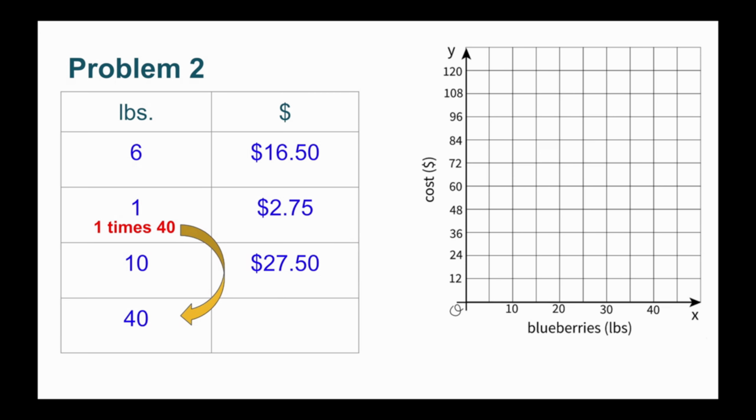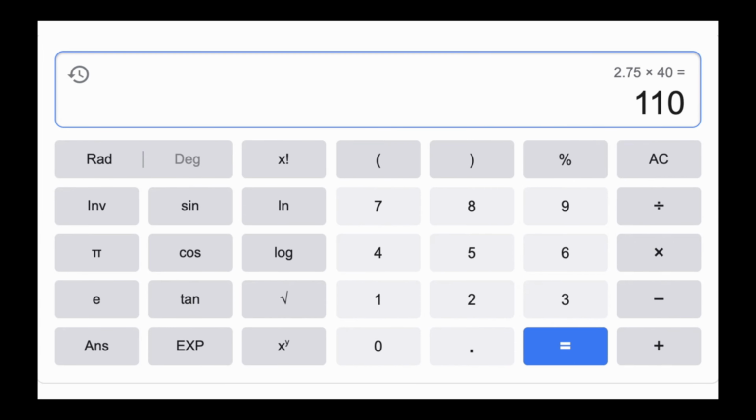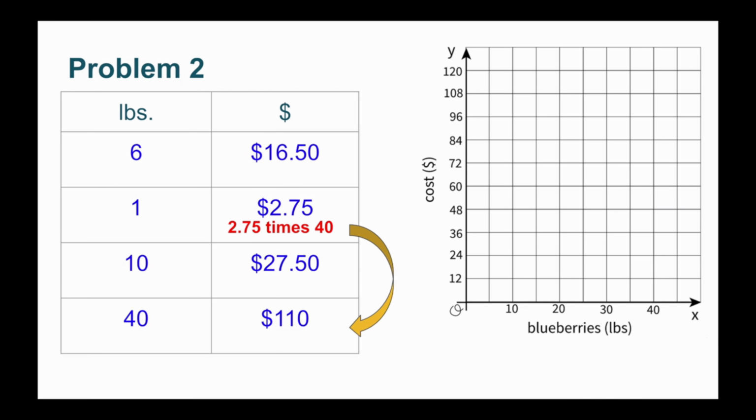10 pounds of blueberries for $27.50. 1 pound times 40 equals 40, and since I multiplied the pounds by 40, I need to multiply the dollars by 40. So $2.75 times 40. $2.75 times 40 equals 110. So 40 pounds of blueberries for $110.